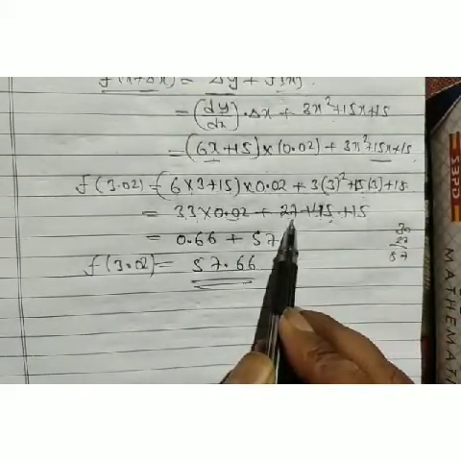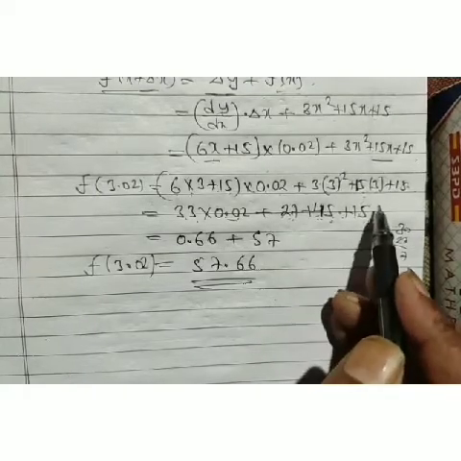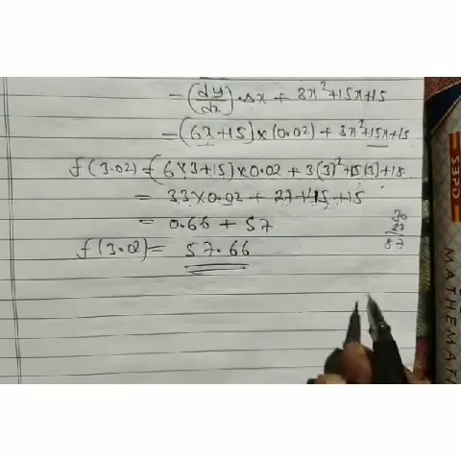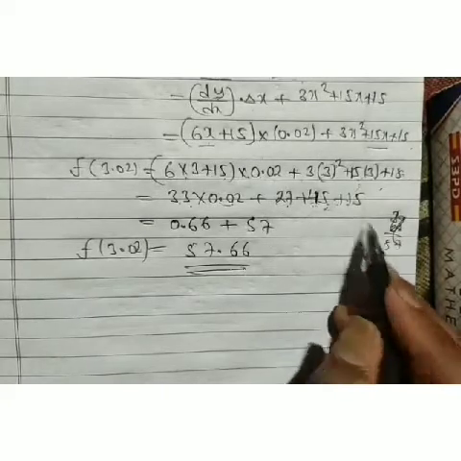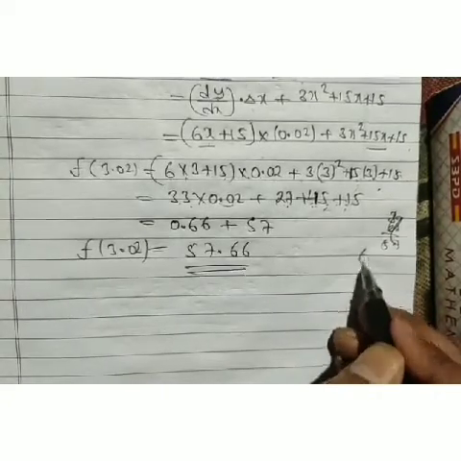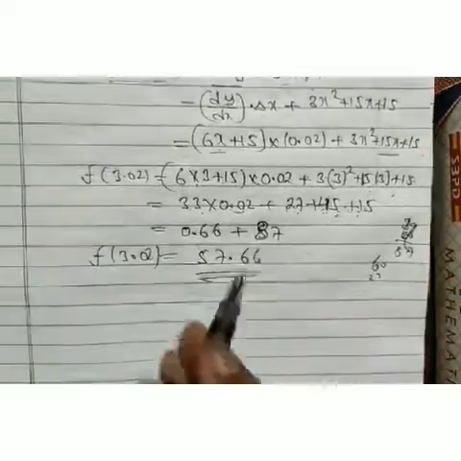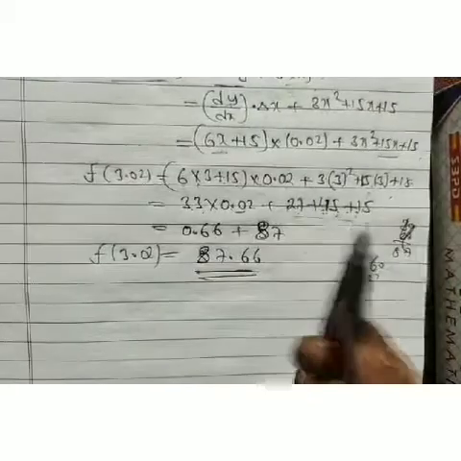27 plus 15 is 42, and plus what? 15, and there is a change, it's 45. Then 50, then 60 plus 27, then it's 87. Sorry, then our value is what? 87.66. You can add this one.